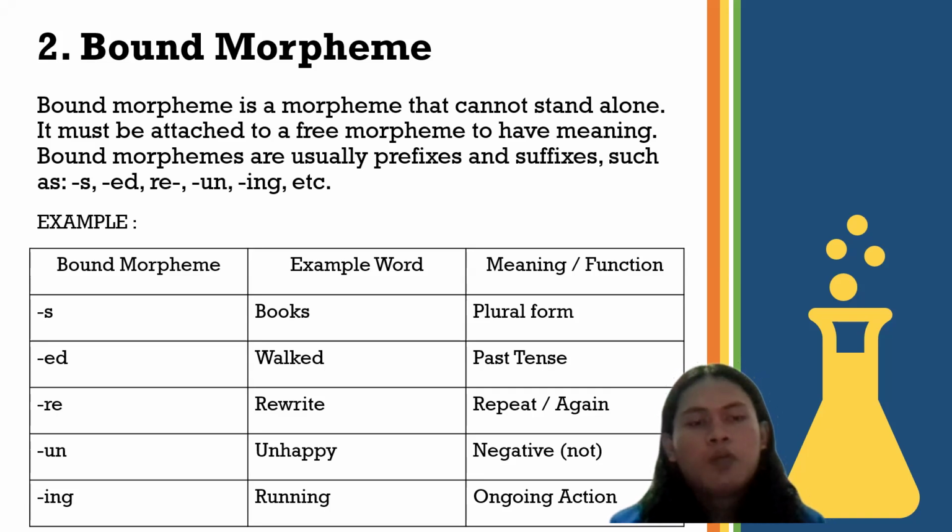The next bound morpheme is un. The example is unhappy, and the meaning or function is negative or not. The last bound morpheme is ing. The example word is running, and the meaning or function is ongoing action.